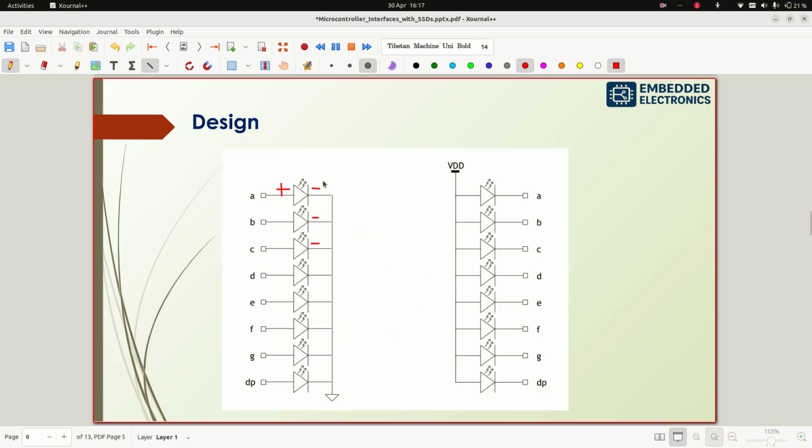This is the design. So here you can see these are the LEDs, this is the LED array. An LED has two terminals, anode terminal and cathode terminal. Here you can see all cathode terminals are commonly connected to ground, and this terminal connects to the microcontroller pin. Since all cathode terminals are commonly connected to ground, this type of SSD is called a common cathode circuit.